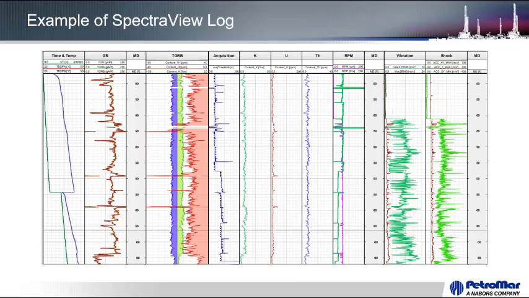Then we have the curves for the three elements, concentrations, the RPM, as I said, is very important, with the time, vibration, shock, all those are drilling dynamics parameters that can influence the measurement. But in general, this tool has been calibrated and is very stable in the measurement and accurate.